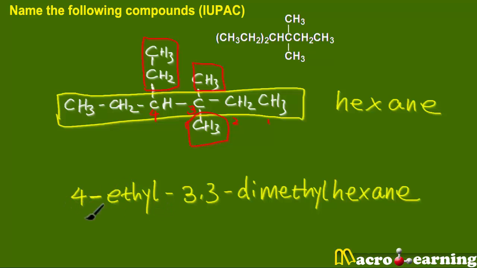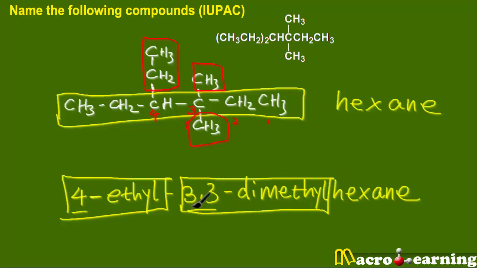So again, ethyl goes in front of methyl because of alphabetical order, but alphabetical order here in this case has nothing to do with the numbering. Numbering is determined using the third substituent rule. It has nothing to do with the alphabetical order, but the alphabetical order does determine which one of these 2 substituents is written in front of the other one.